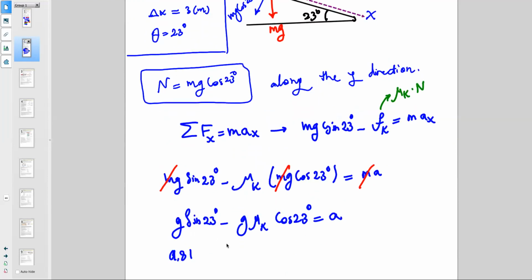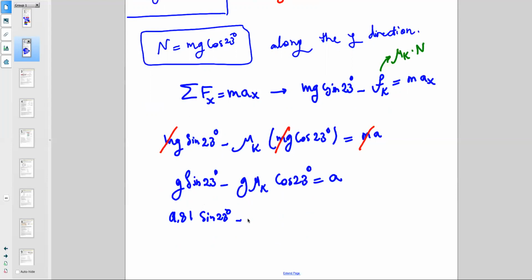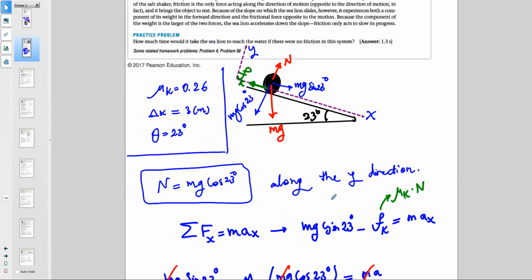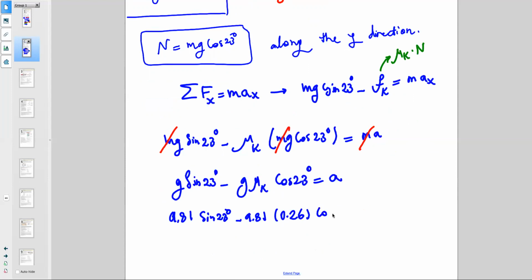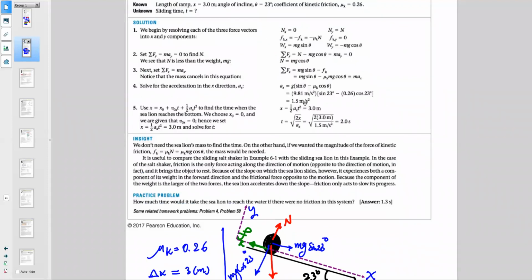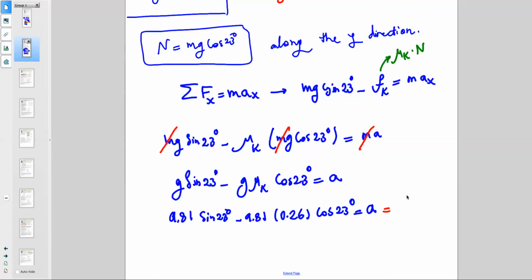If you put everything in the calculator, g is 9.81, sine of 23 degrees, g is 9.81 again, mu k is 0.26, and cosine of 23 degrees, this will be a. If you do that, you can find your a as 1.5 meters per second squared. That's what it is for a.